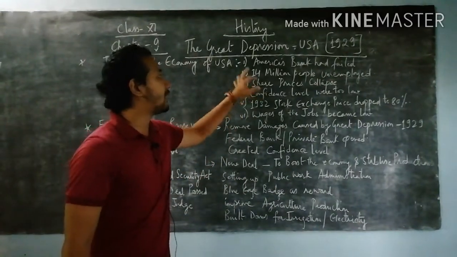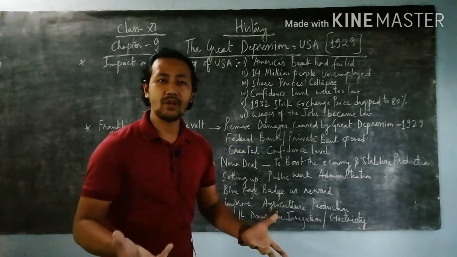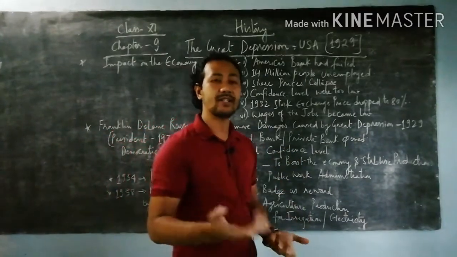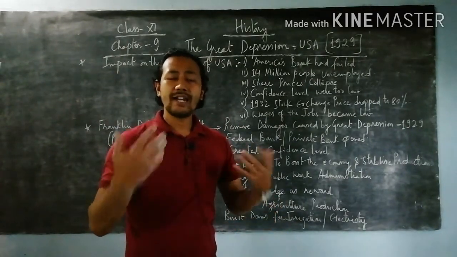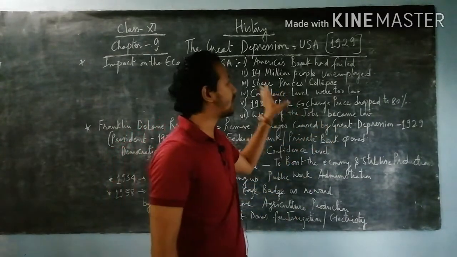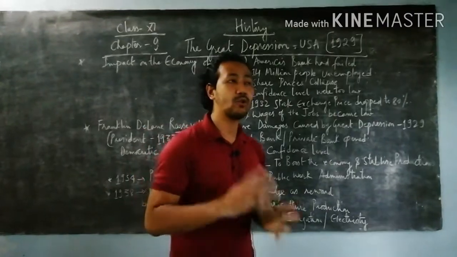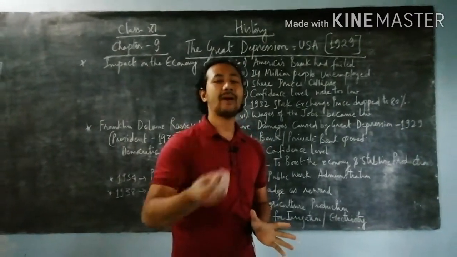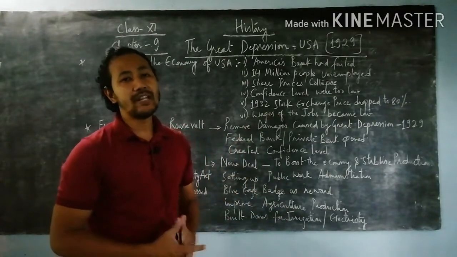Next, second point, 14 million people of America were unemployed. There were no jobs because there was no money. What kind of jobs could be offered by the industrialists or the people running factories and industries? And 14 million people, not a joke. So they had to face unemployment, and those who were able to retain their jobs were given very low wages in spite of working nearly 8 to 10 hours for many days.